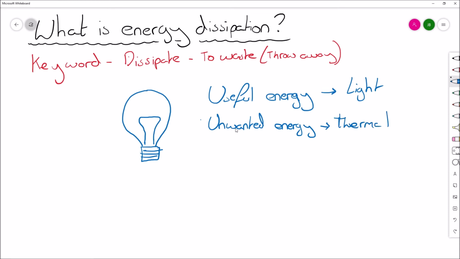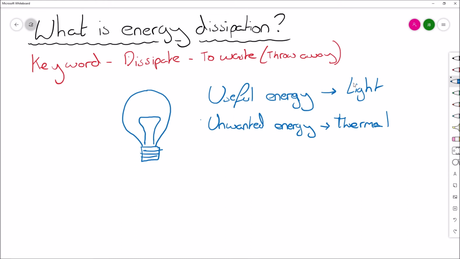We do not want it. You don't want a light bulb to get overly hot. You want it to give out light, but you don't want it to get too warm. If it's very warm, it won't work very properly. So this is another example of energy dissipation with useful and unwanted energy. So next time you're looking at an appliance like a kettle or a toaster, think about what is the useful energy and what is the unwanted energy. And that's important because the more useful energy we produce, the more efficient it is. The more unwanted energy we produce, the less efficient it is.